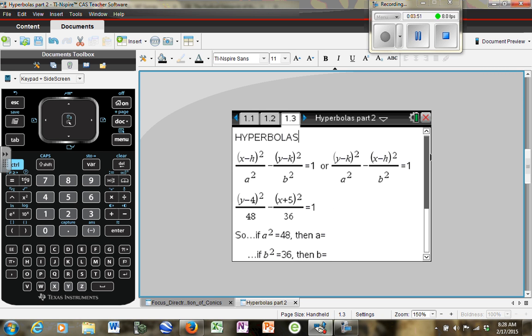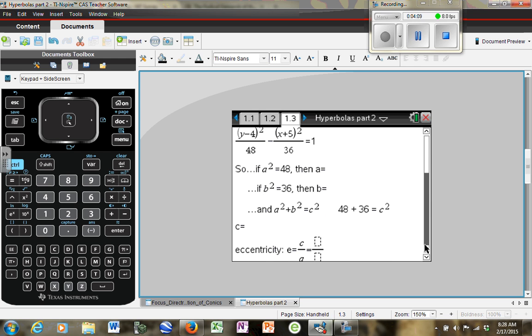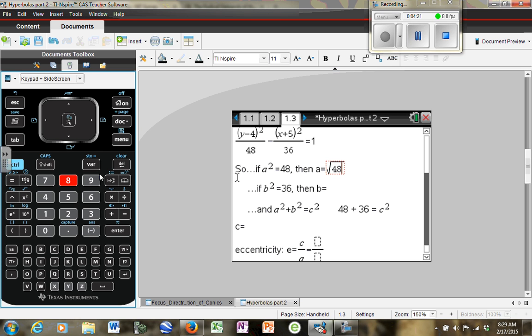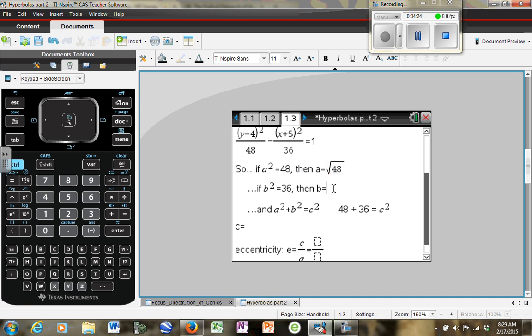Okay, so hyperbolas come in either this form or this form. Either x comes first or y comes first, but always you have a in the first denominator and b in the second denominator. There's a, there's b. So let's take this one and find the eccentricity of this problem. Here's what a squared is. a squared is 48. So what is a? If you said the square root of 48, that would be correct. And we don't really need to solve it any further than that for right now.